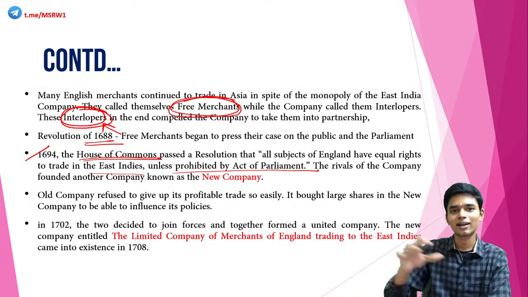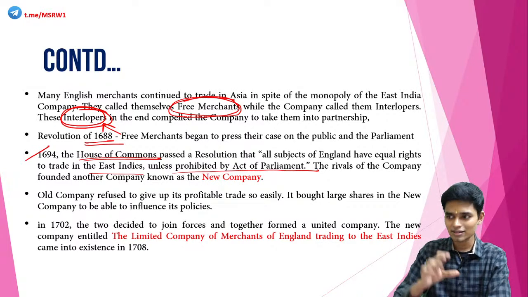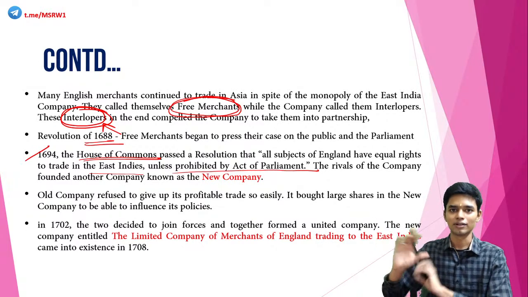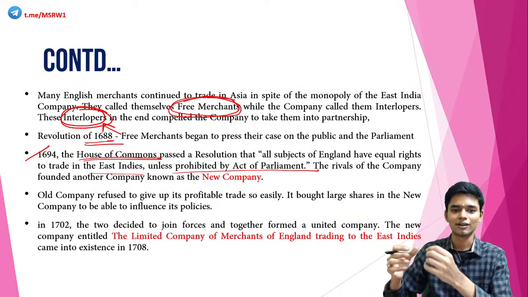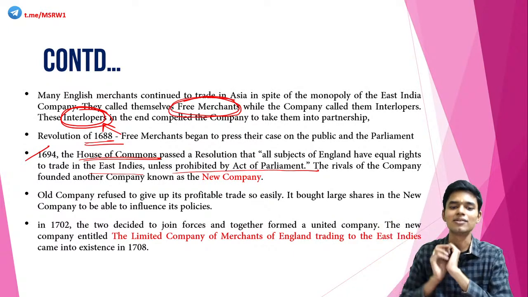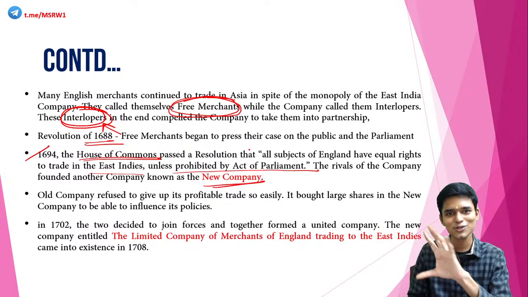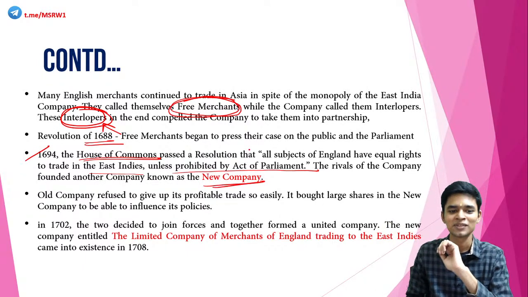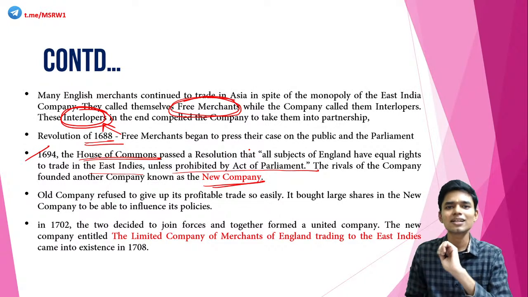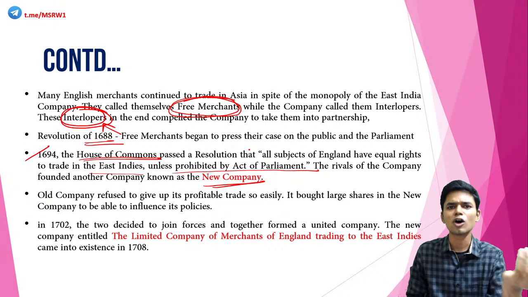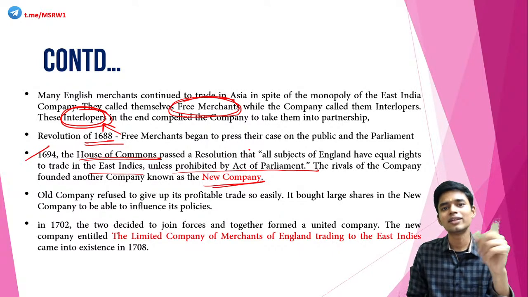So what did the rivals of this company do? Once this act was passed, the other people, the free merchants, organized themselves into a new company known as the New Company. The name also was given as the New Company. But the English East India Company, the original company, the old company, was not yet ready to give up their profitable trade. So what did they do?